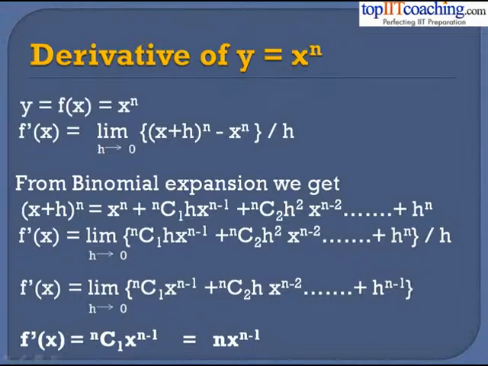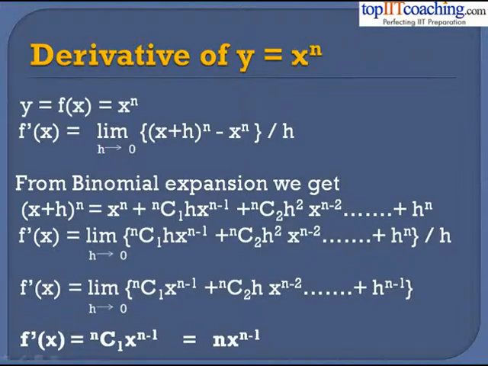Now what we are going to do is put this value of (x plus h) to the power of n here. So x to the power of n gets cancelled and what we get is f dash x equal to limit of [nC1 into h into x to the power of n minus 1 plus nC2 into h square into x to the power of n minus 2 and so on up to h to the power of n] whole divided by h, when h tends to 0.